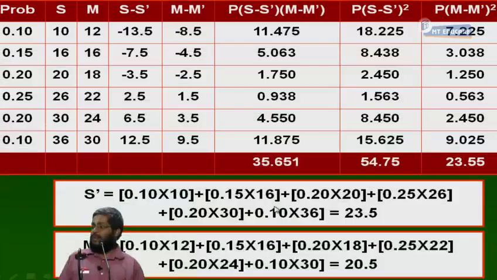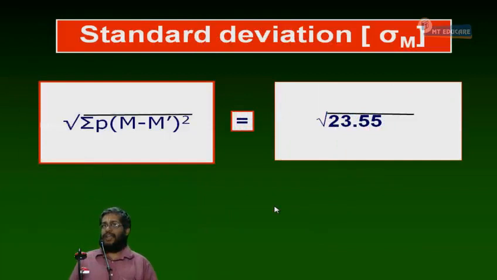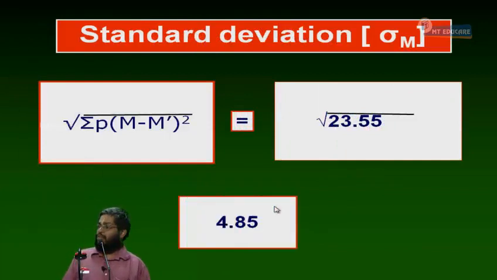It is the square root of, tell me, what is sigma P into M minus M bar the whole square? 23.55. Square root of 23.55 is equal to how much standard deviation of market? 4.85. Market standard deviation is 4.85. Please tell me, are you following or not? Next. Step 3 or step 4? Step 4.